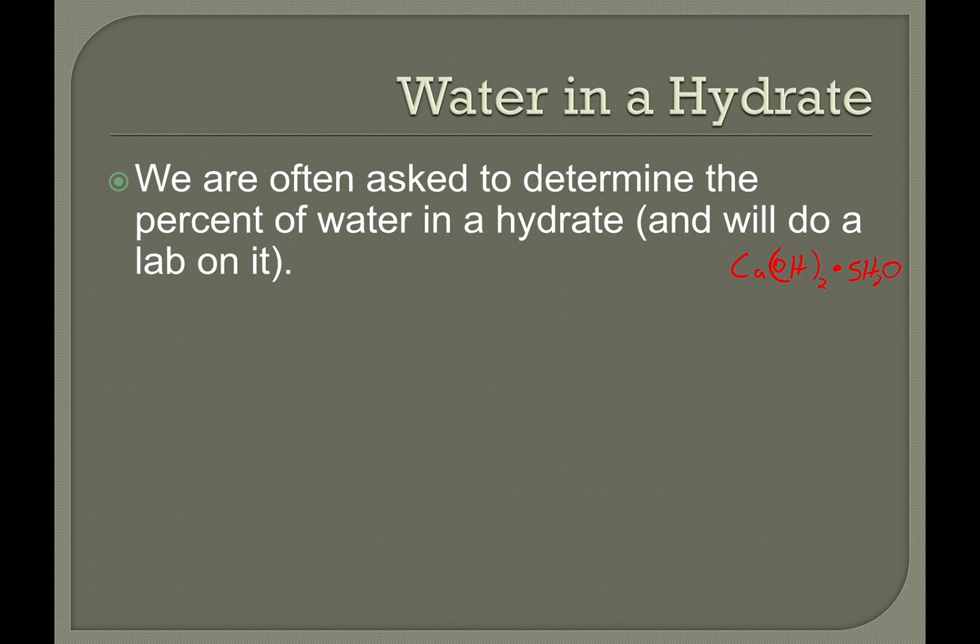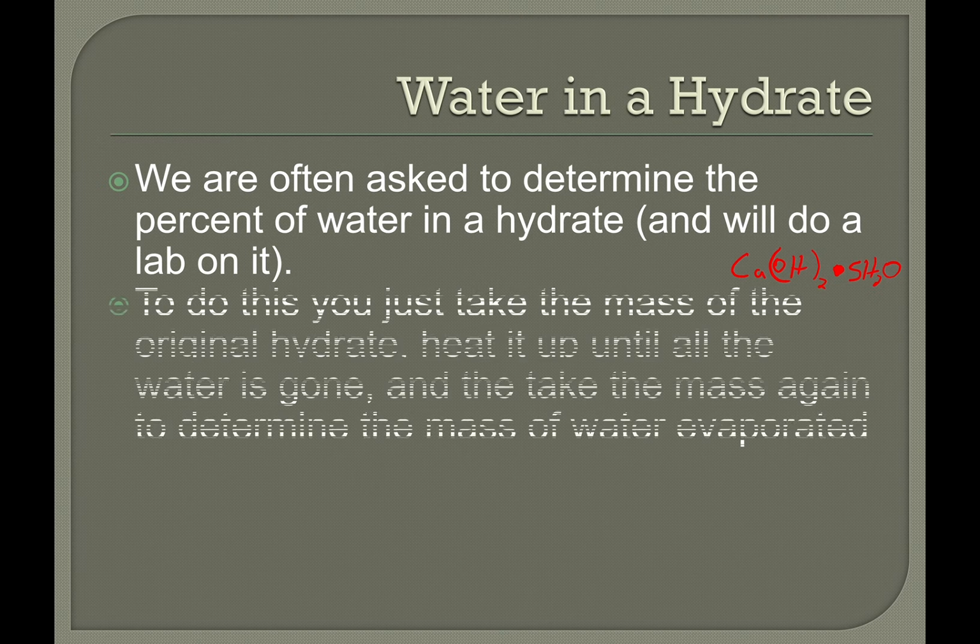We might see this added onto a formula. It looks like the multiplication symbol with a number followed by H2O. When we see this multiplication sign in our formula, it's telling us that within one of these molecules of calcium hydroxide, there are 5 water molecules encrusted as part of the structure of calcium hydroxide. And if we heat that compound, we can heat out the water, which would essentially lower the mass of the remaining compound.